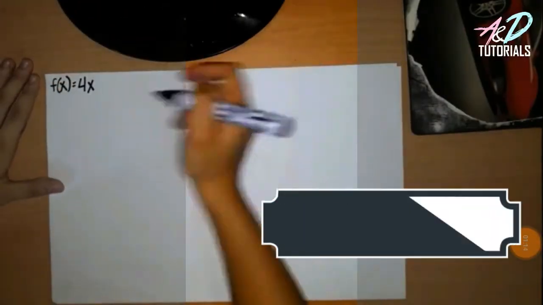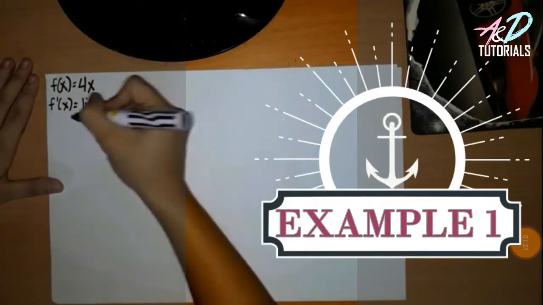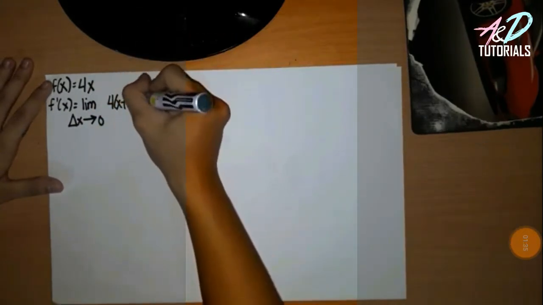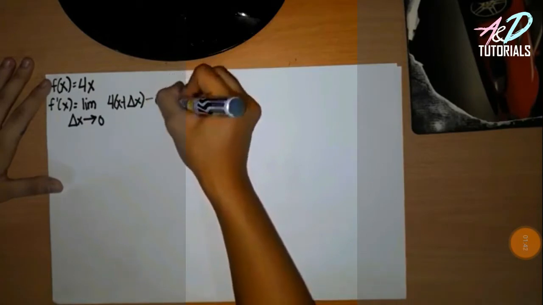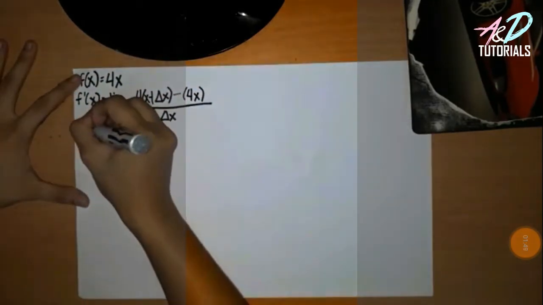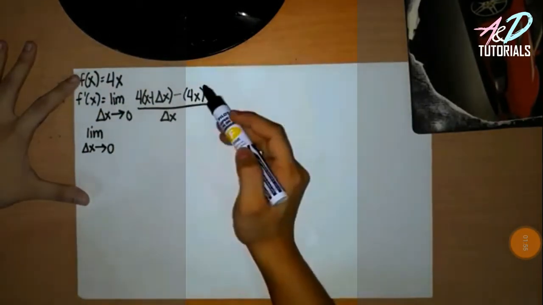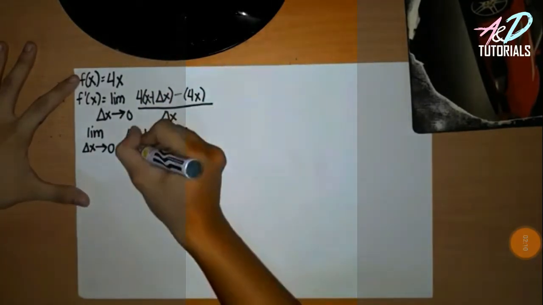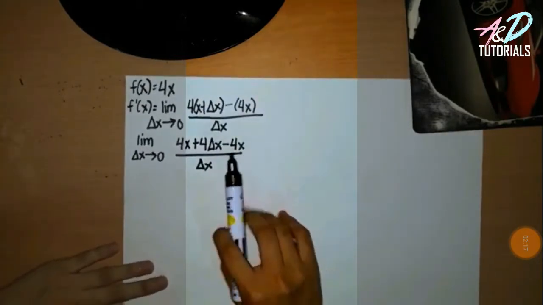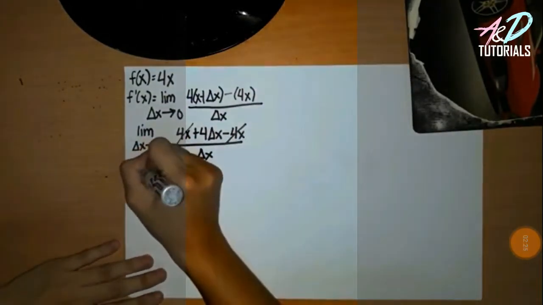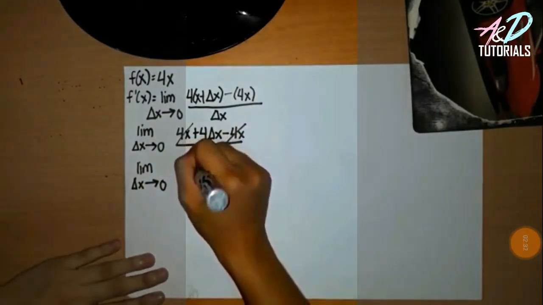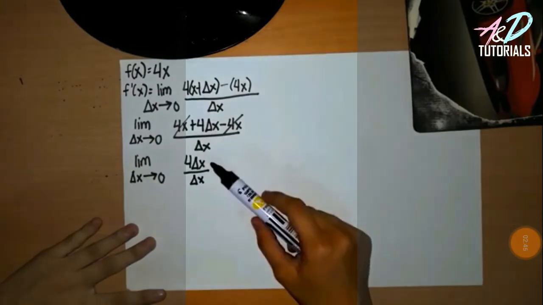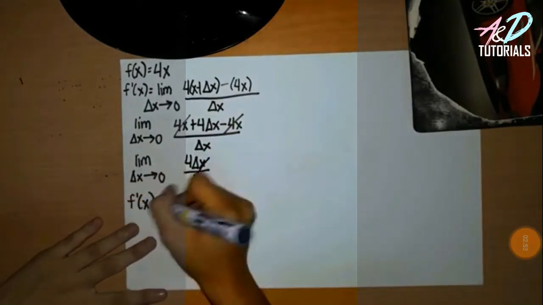For our first example, we have f of x is equal to 4x. We replace x with x plus delta x, minus the original function, all over delta x. Then we distribute 4 to the quantity. We cancel out 4x. And simplify the function, thus giving us the derivative 4.